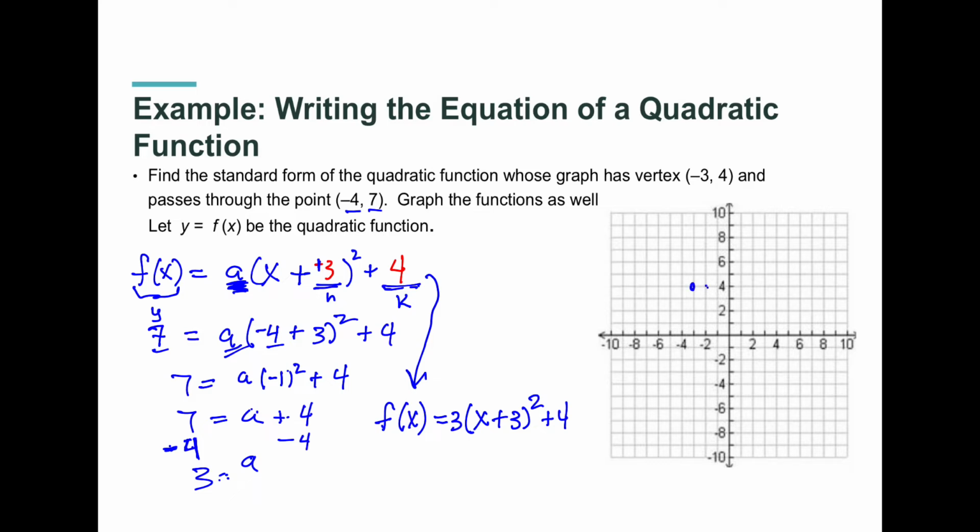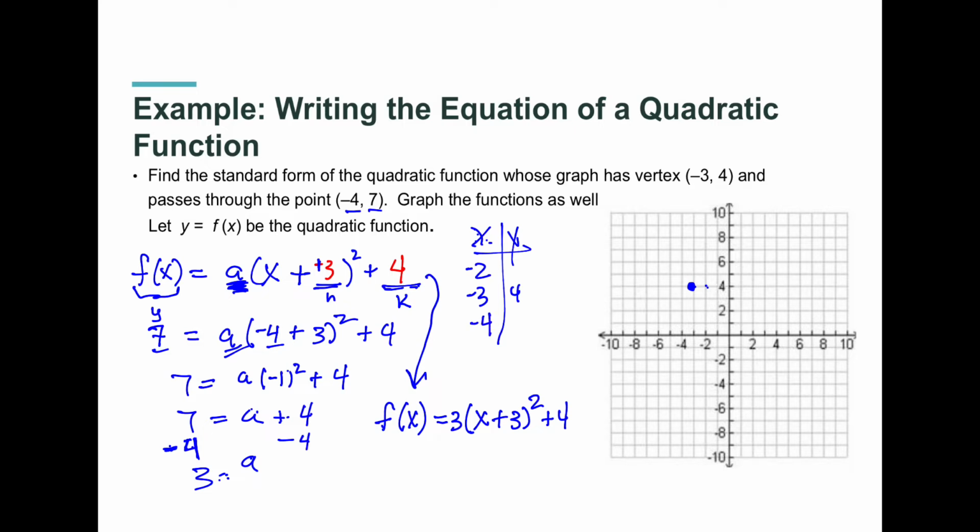Negative 3, 4 would be right here. And so we want to get a couple more points there. So let's plot a couple points on either side. Negative 2, we'll find that, and then negative 4.